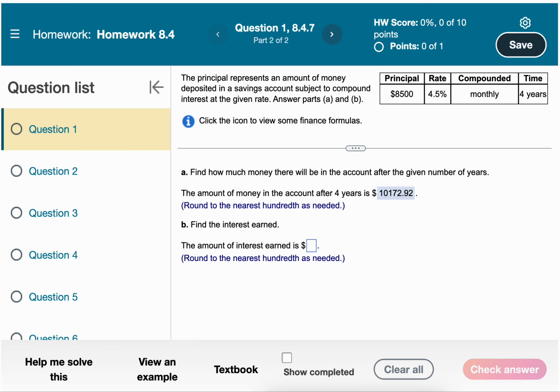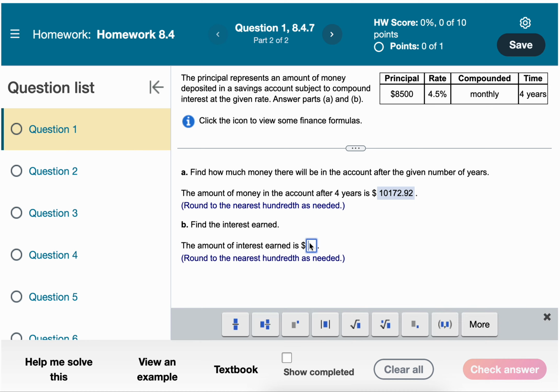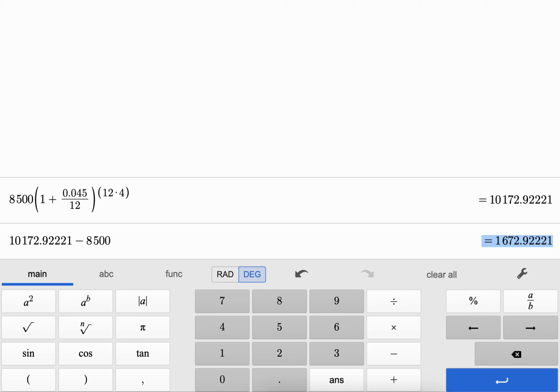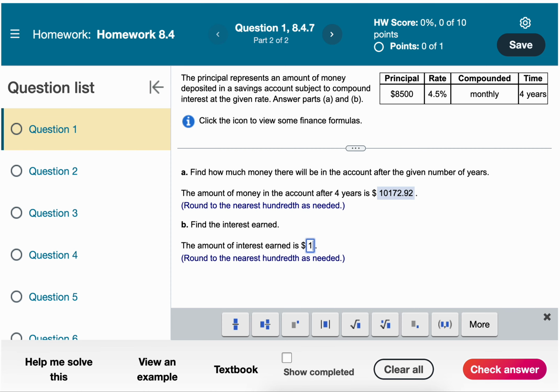$1,672.92. So again, we're rounding to the nearest cent. That was 1,000, let's double check that, $672.92.